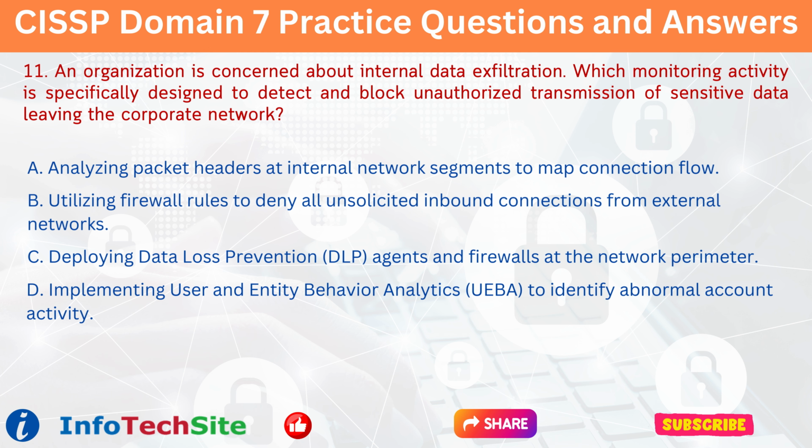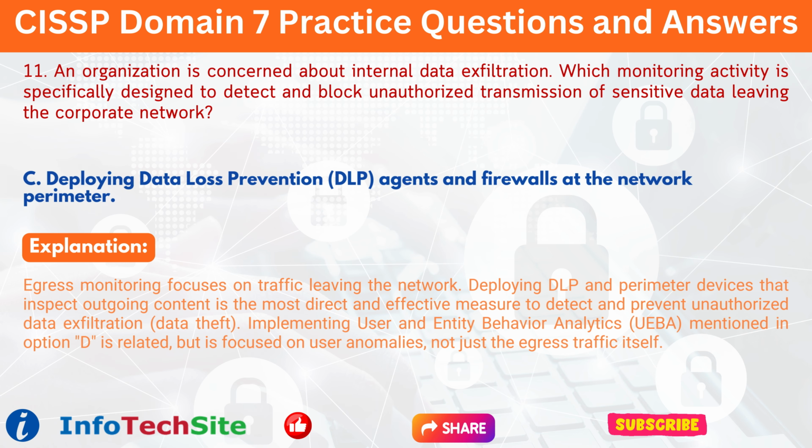The correct answer is C. Deploying data loss prevention, DLP, agents and firewalls at the network perimeter. Explanation. Egress monitoring focuses on traffic leaving the network. Deploying DLP and perimeter devices that inspect outgoing content is the most direct and effective measure to detect and prevent unauthorized data exfiltration, data theft. Implementing user and entity behavior analytics, UEBA, mentioned in option D is related, but is focused on user anomalies, not just the egress traffic itself.